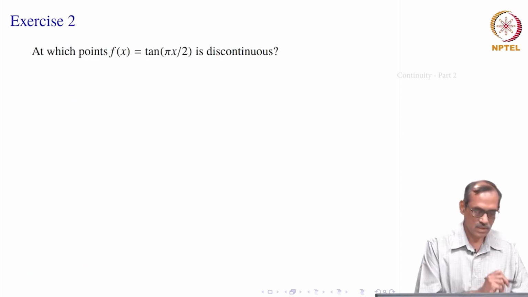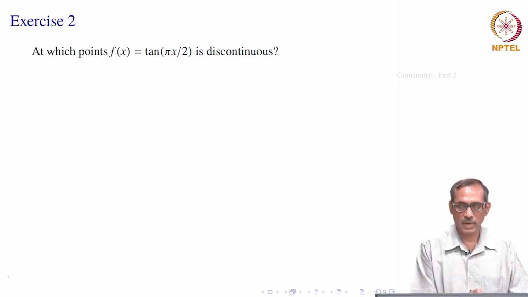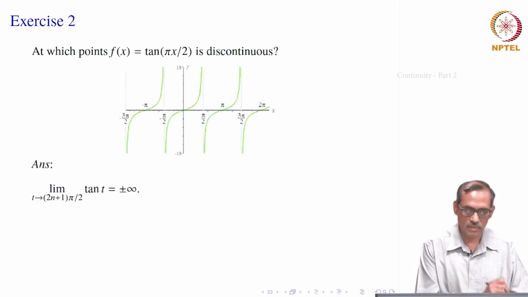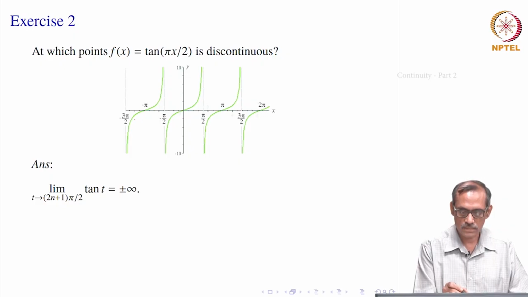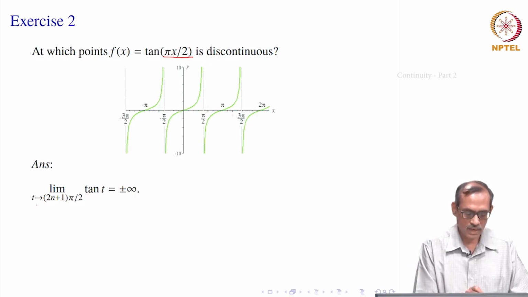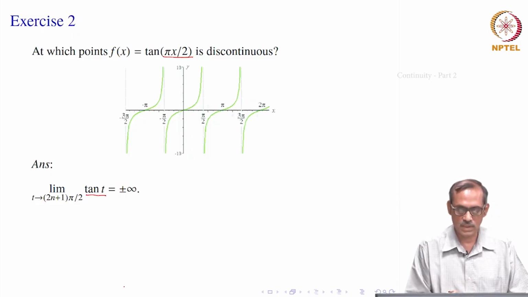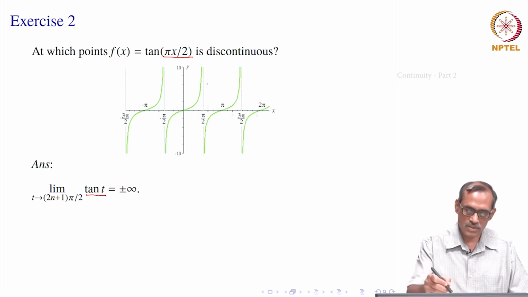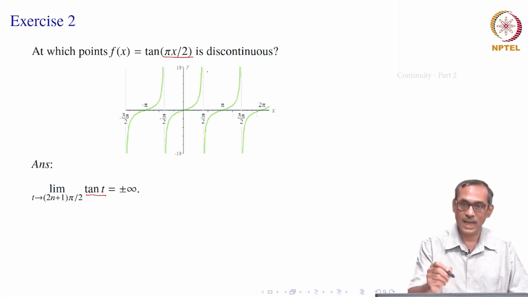Okay. So, let us see another problem: at which points is f x equal to tan of pi x by 2 discontinuous? That should be quicker, because we know the behavior of tan. It looks like this, except it is pi x by 2 instead of tan x. So, there will be a scaling in the independent variable, pi by 2 is multiplied with x here. So, this is how tan looks, right. What we see is, when t goes to 2n plus 1 times pi by 2, tan of t equals plus or minus infinity, that is what we know. So, at those points it is discontinuous for the tan function.